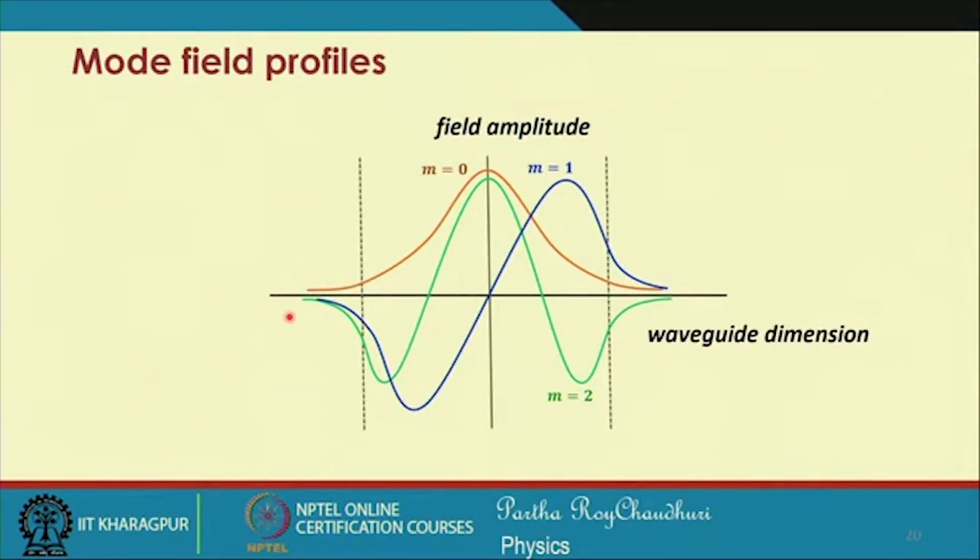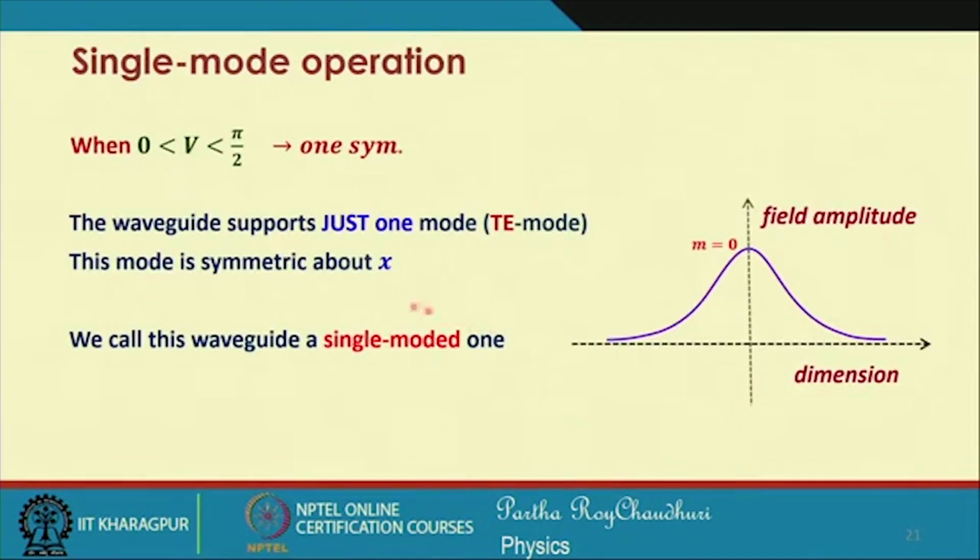Okay. So, these are the mode field distributions. You can see for m equal to 0, you have this symmetric mode which is called the fundamental mode. For m equal to 1, you have the antisymmetric mode, and for m equal to 2, you have again the symmetric mode. So, these are the modes which will be supported in the structure. When v is greater than 0 but less than pi by 2, you have one symmetric mode.